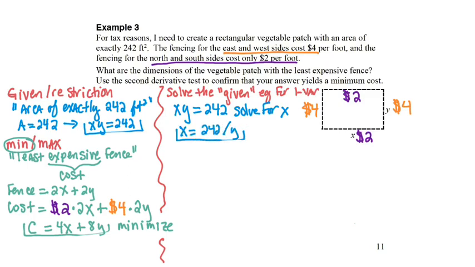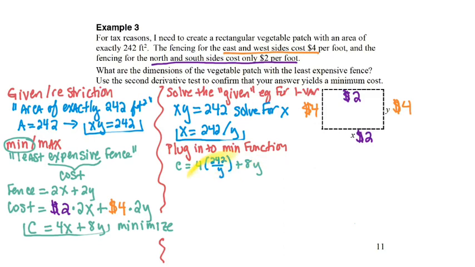So dividing both sides by y, I've got x equal to 242 over y. Now I can plug this into the function I'm trying to minimize. So I have my cost function, which is c times 4, but where x goes, let's go ahead and substitute in 242 over y, and then I can just finish off with my plus 8y. Notice I have the same single variable in my function now.